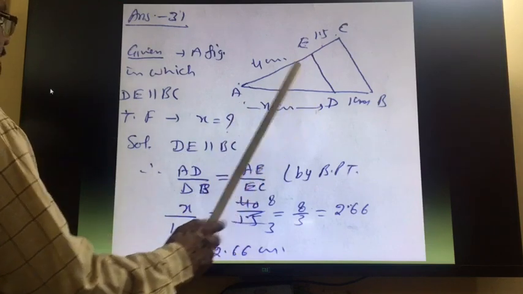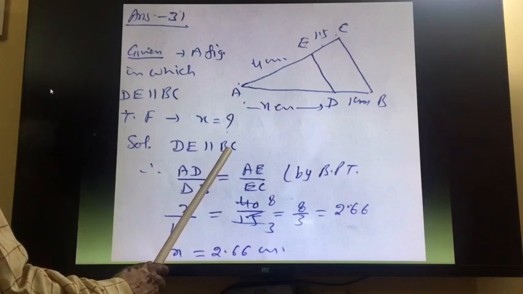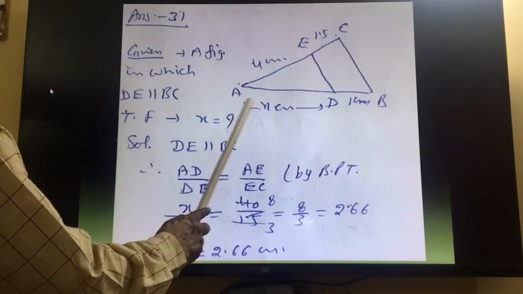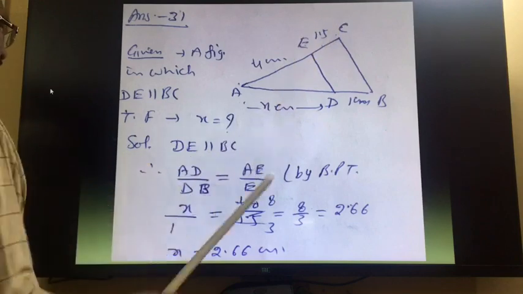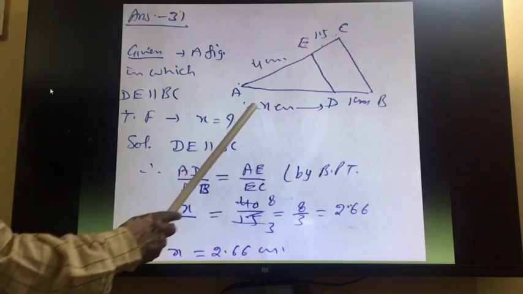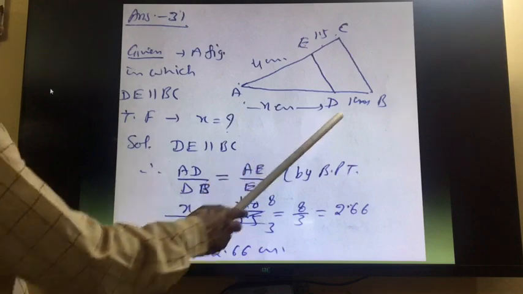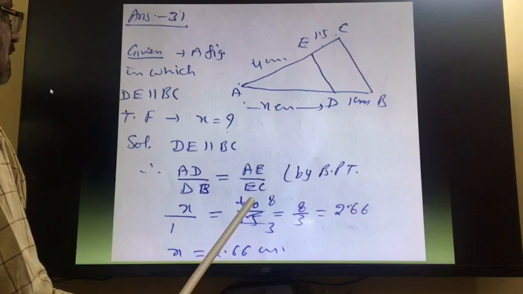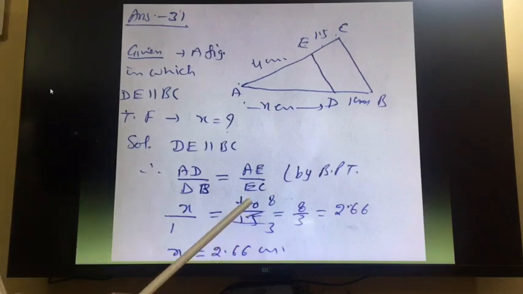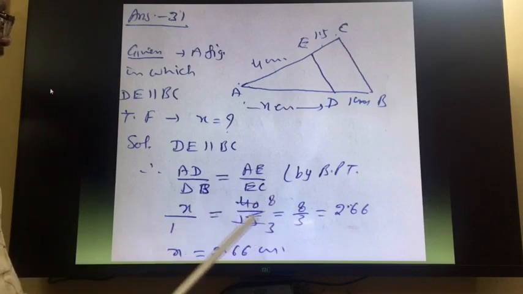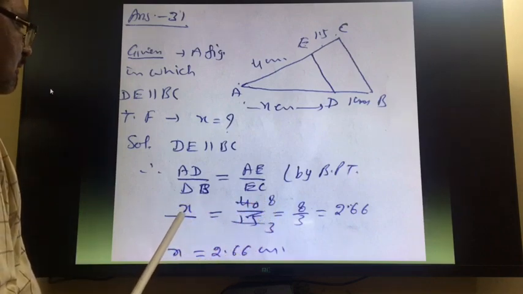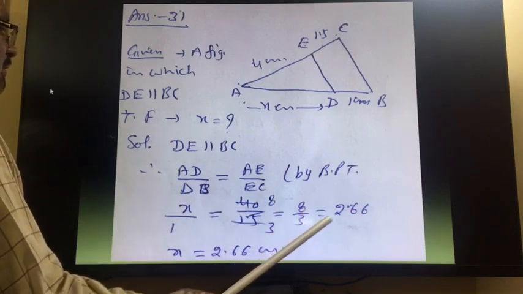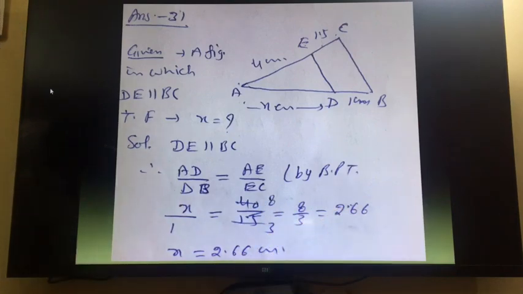x is this AD. Because DE is parallel to BC, by BPT theorem we can write AD upon DB is equal to AE upon EC. AD is equal to x upon DB is equal to 1 centimeter, is equal to AE 4 centimeter upon EC 1.5. So remove the decimal, so it will be 40 upon 15. This we can cancel, so 8 upon 3. Cross multiplication gives x is equal to 8 by 3, and if you divide, you will get 2.66 centimeter. Right?